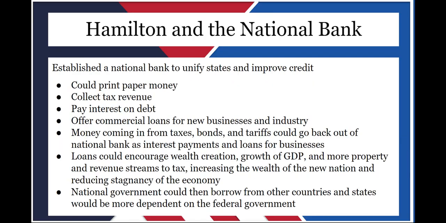Okay, so the other big thing was that Hamilton really wanted to establish a national bank in order to help unify the states and improve credit. This national bank would be able to print paper money. It would be able to collect tax revenue. Basically, it provided a place for federal funds to go. It would be able to pay interest on debt. And this is really key, it could offer commercial loans for new businesses and industry. So it would bring money in from taxes and bonds and tariffs, and then that money could go back out of the national bank as interest payments and loans for businesses.